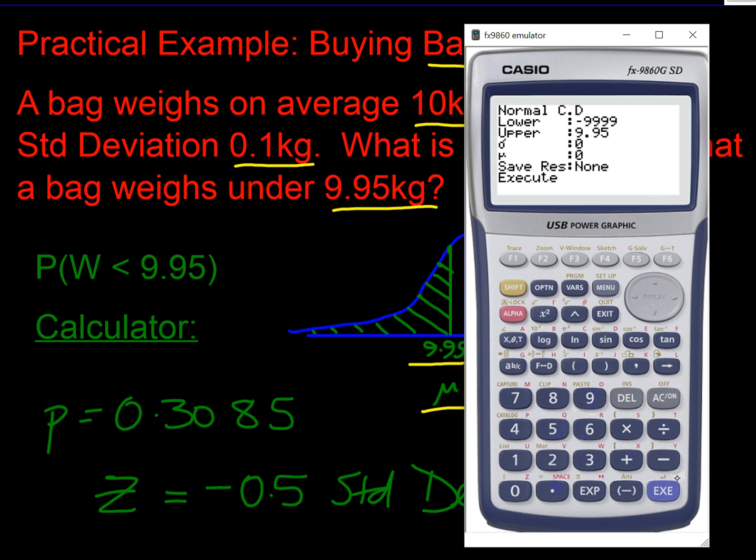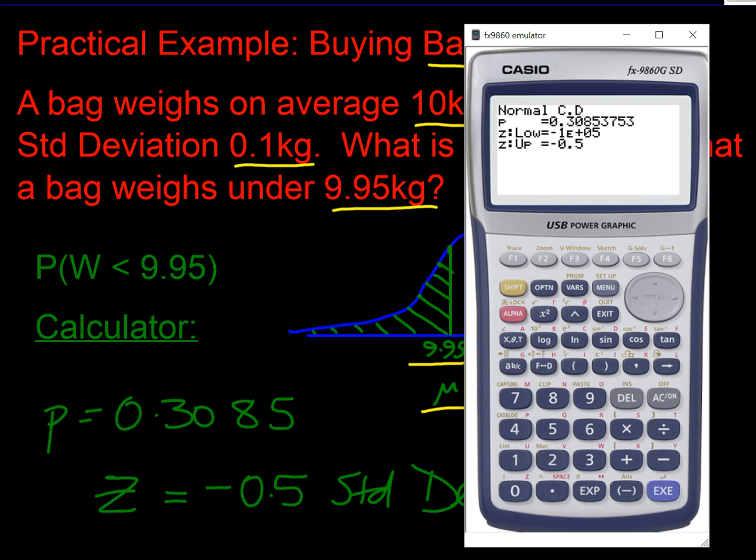So we've defined our range now, haven't we? Upper and lower values. What's the standard deviation? 0.1. What's the mean? 10. And we should just process that, press the calculate button there, and we've got our results. So we've got 3 values on our screen. The top one is the P, that's the probability, and that's 0.3085. Good, so that's what we're looking for.